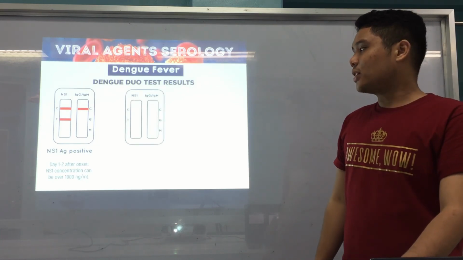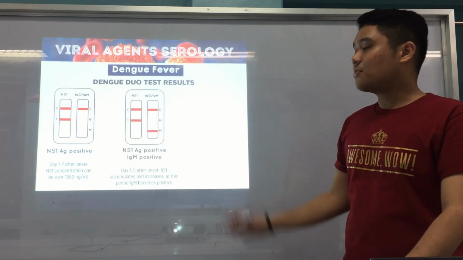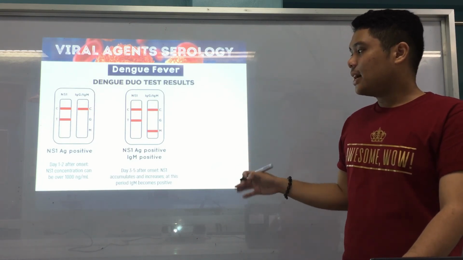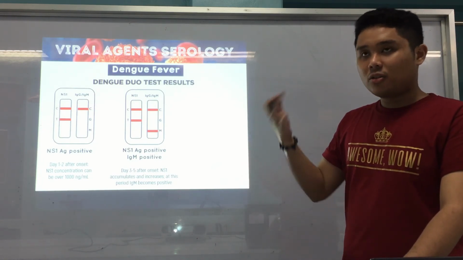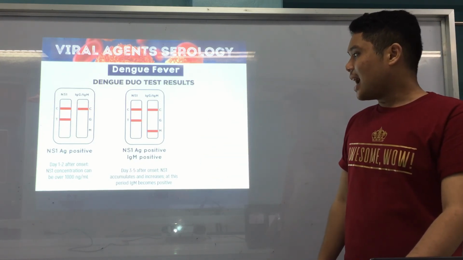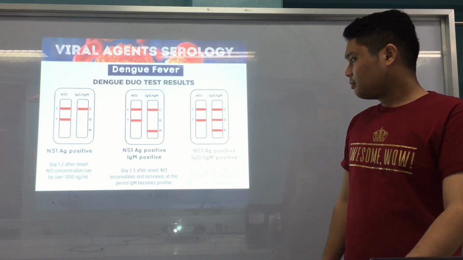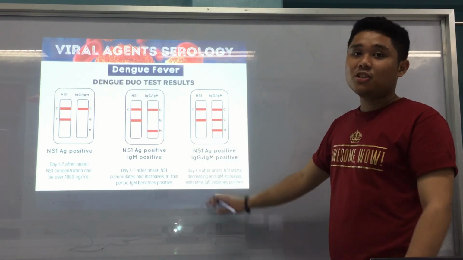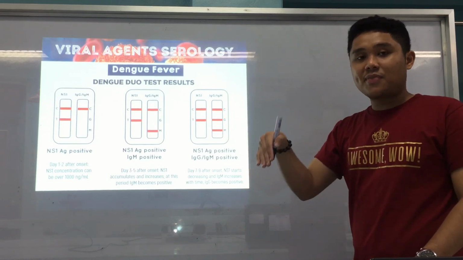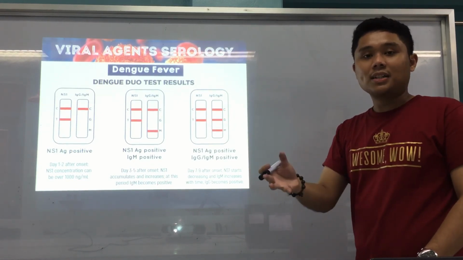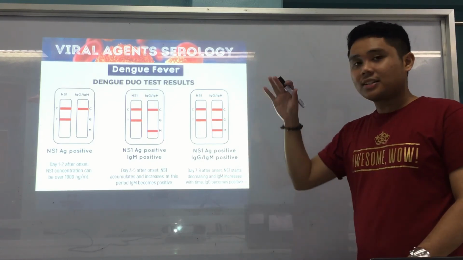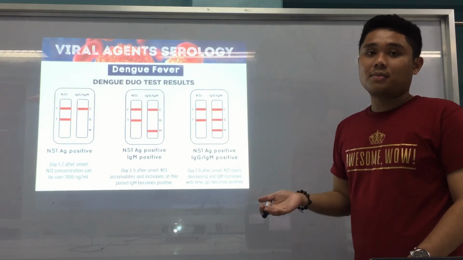Next result is NS1 antigen positive, IgM positive. This is about 3 to 5 days after onset. NS1 still accumulates, but IgM starts to be positive now. And lastly, as you can see, NS1 antigen positive, IgG, IgM positive. It means that your NS1 is now decreasing in concentration, but it's still there. And IgM is still increasing, but IgG starts to be positive now.